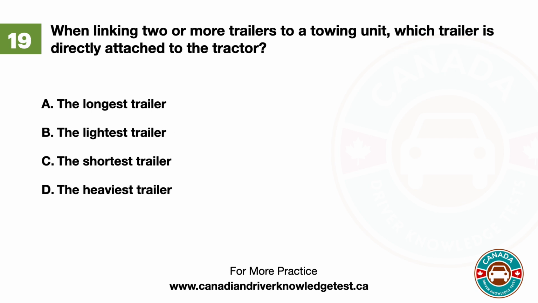Question 19. When linking two or more trailers to a towing unit, which trailer is directly attached to the tractor? A. The longest trailer. B. The lightest trailer. C. The shortest trailer. D. The heaviest trailer. The answer is D. The heaviest.